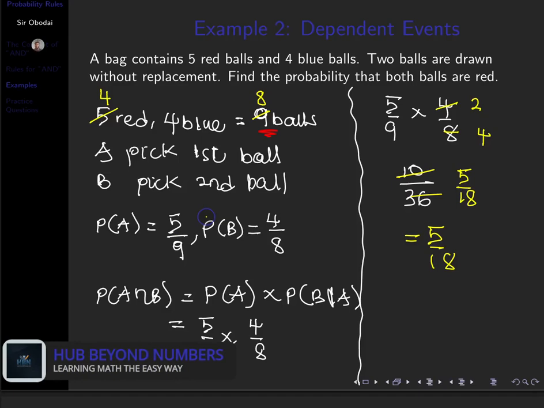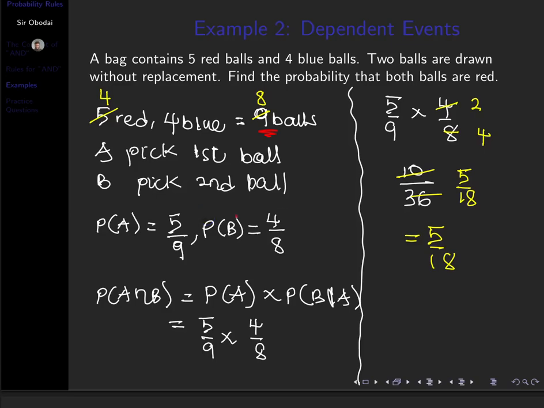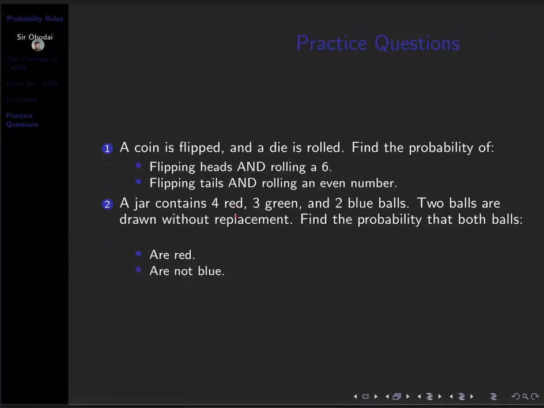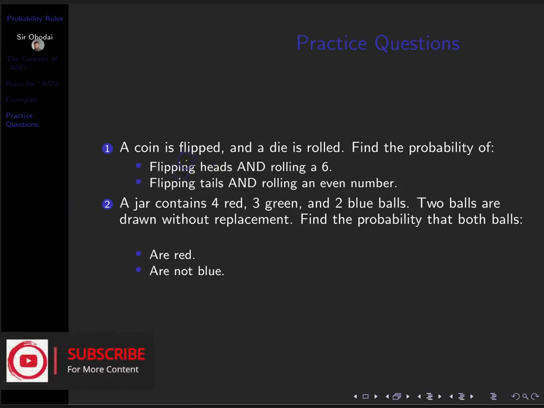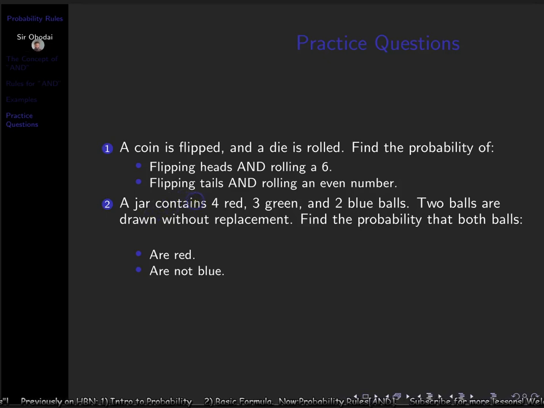So basically that is it. We have independent events and then dependent ones as well, and they both have their own formulas. These are some questions you can try on your own, and then see if you understand what has been done. The first one says a coin is flipped and a die is rolled. Find the probability of flipping heads and then rolling a 6. Then the next one says find the probability of flipping a tail and then rolling an even number.